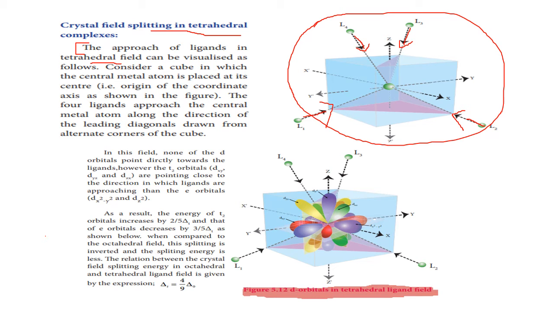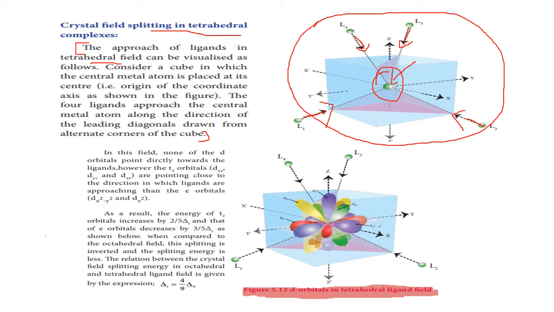Then consider a cube in which the central metal ion is placed at the center. The 4 ligands approach the central metal atom along the direction. See, this is the central metal ion. Since it is a tetrahedral complex, there will be 4 ligands. See, these are the ligands L1, L2, L3 and L4. These ligands approach the central metal atom, which is said in these slides.